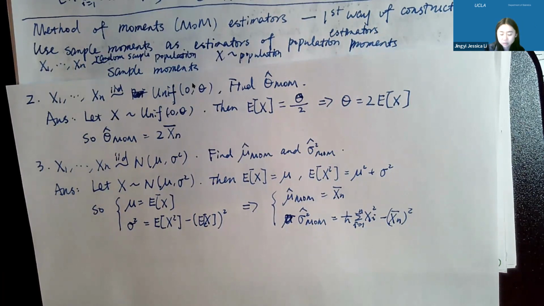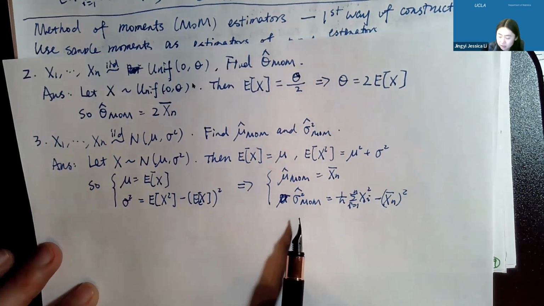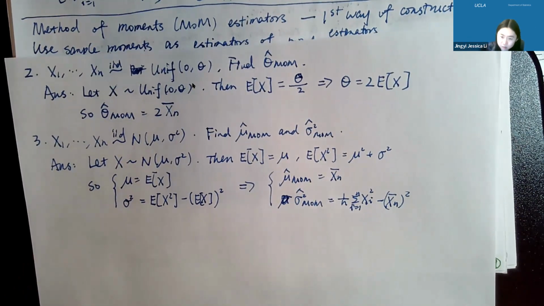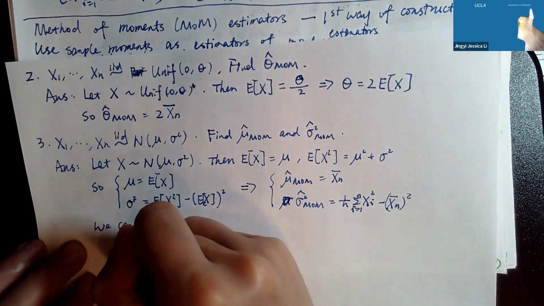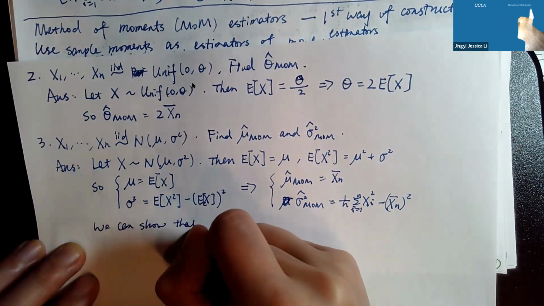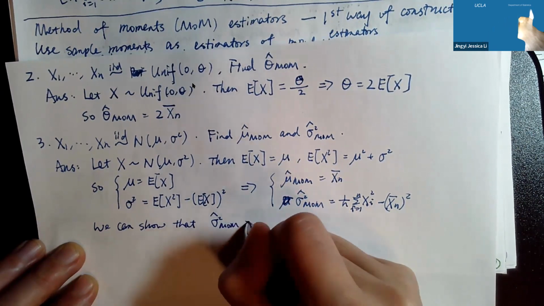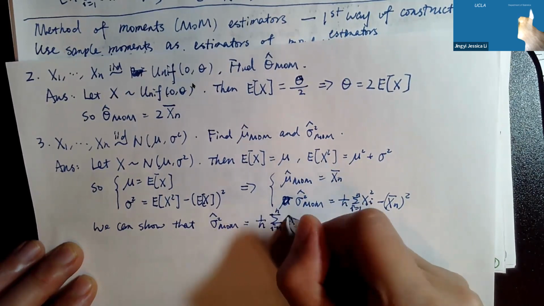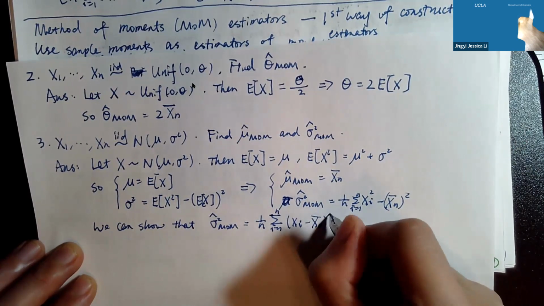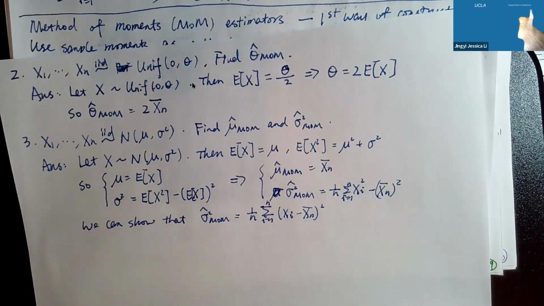Okay, and since we just talked about the unbiasedness, we can go one more step and see what's different. If you look at this sigma square MOM and expand it, with some algebra we can show that sigma square MOM is actually 1 over n times the sum of (xi minus X bar) squared. Why is that? This is something we probably have done before, but it's very straightforward. It's very important to connect this with this.